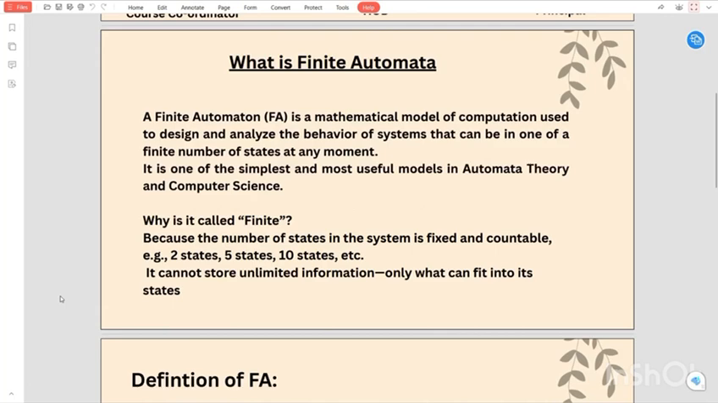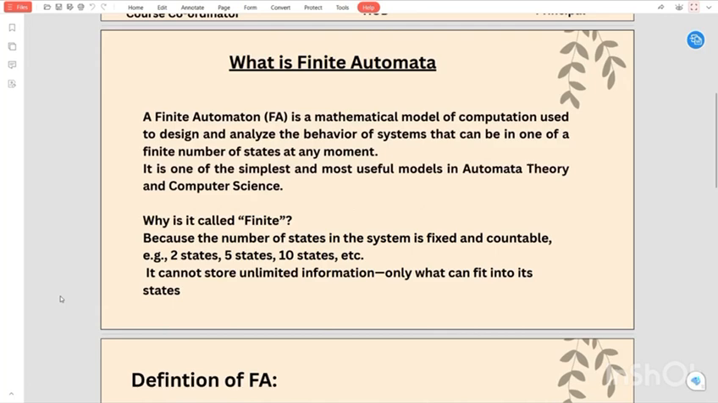So it cannot store unlimited data like a computer. Its memory is limited to the states it can move between. That's why it is used for simple decision making systems such as pattern checking, lexical analysis, and string validations.